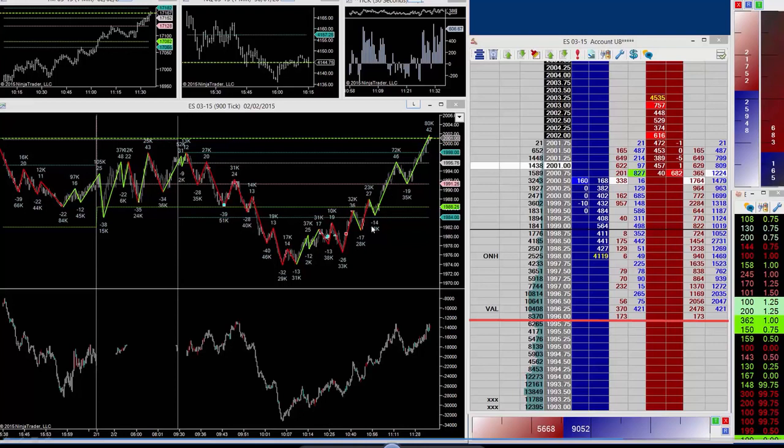I don't really want to pay too much attention to individual price bars, but it's 900 ticks basically, and the reason is it lets me see the swings and it lets me see the morning's action and the Globex action, but there's no other reason for that.